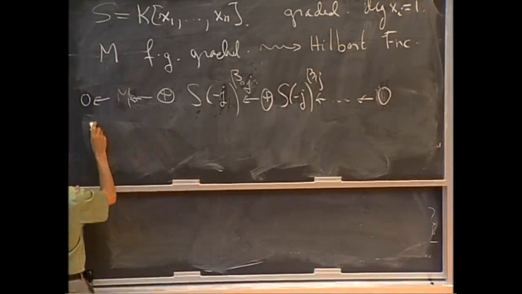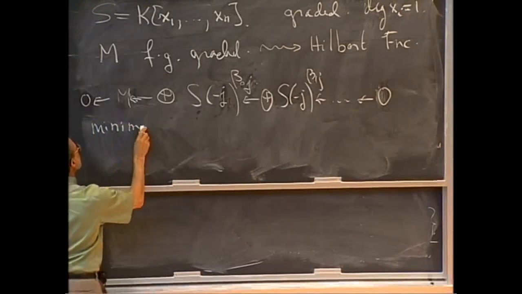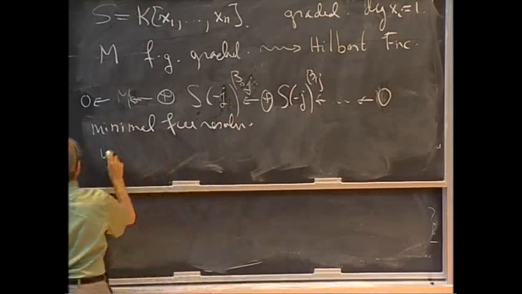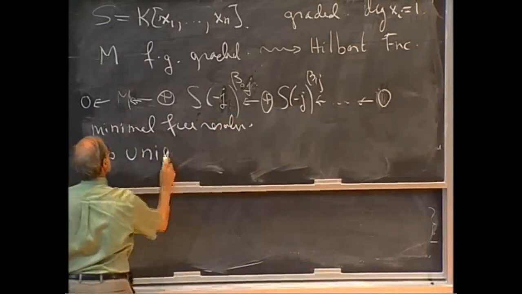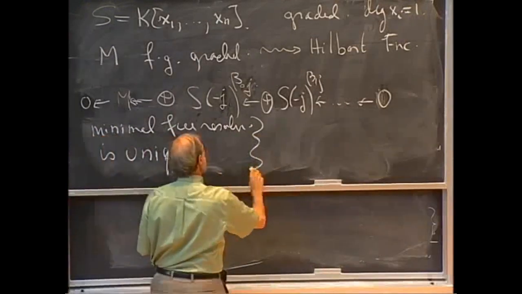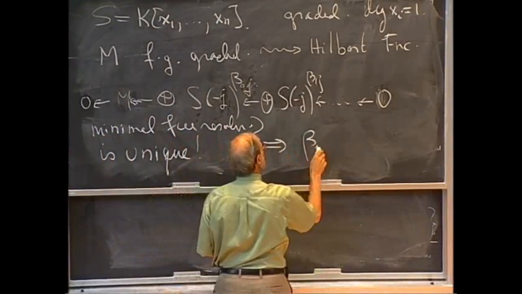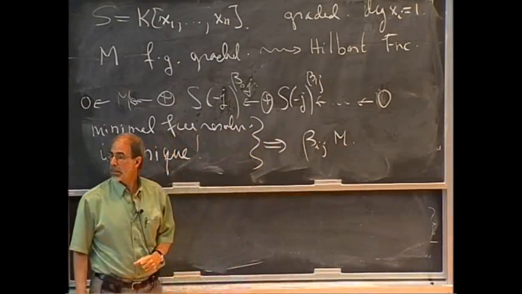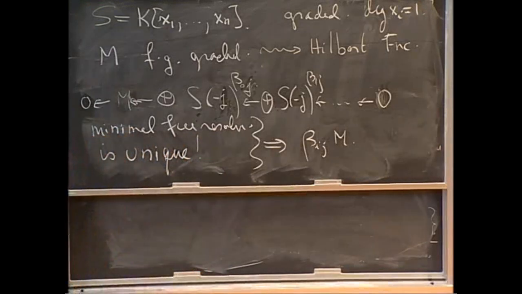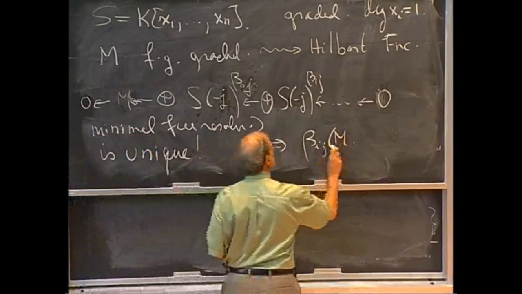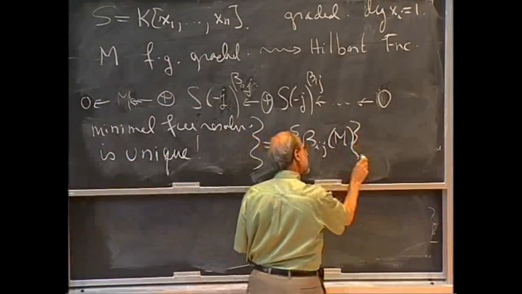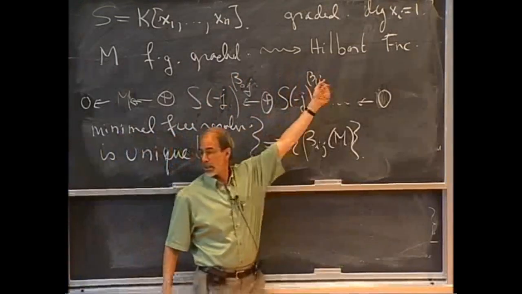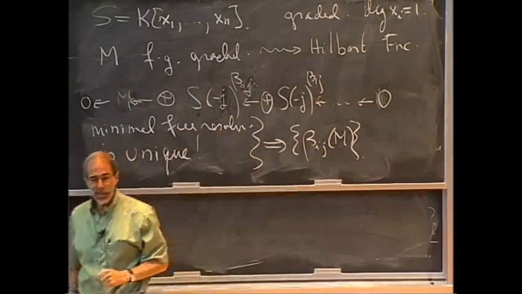So if I take a minimal free resolution, then it is unique. And that fact means that what I could call beta ij of M is an invariant of M. I'd like to think of them all at once for this moment. And so I'll think of this as a set of invariants, really. Put some brackets around it. Most of them are 0. There are only finitely many beta ij's that are not 0. But potentially there are a lot of them, right?